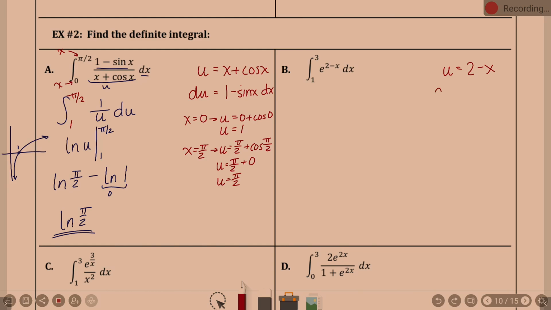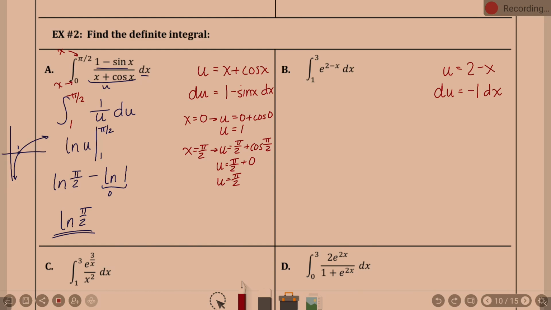So if u is 2 minus x, what's du? Negative x. Whoops. You said it right, I didn't process it right. The derivative of negative x is not negative x. Negative 1 dx, or just negative dx is what you guys probably wrote. What should I probably do here?